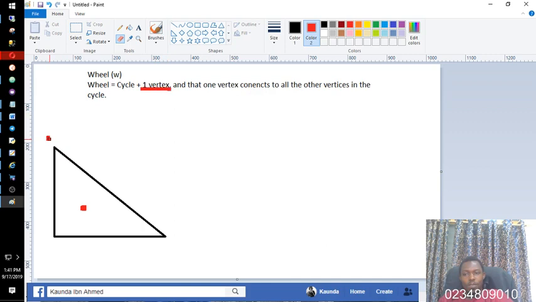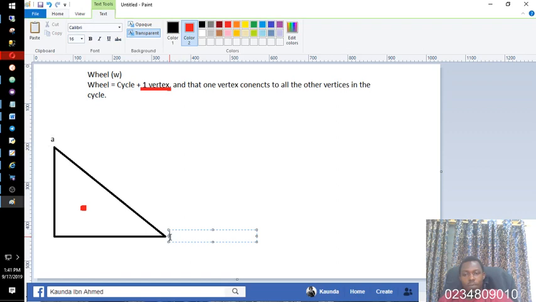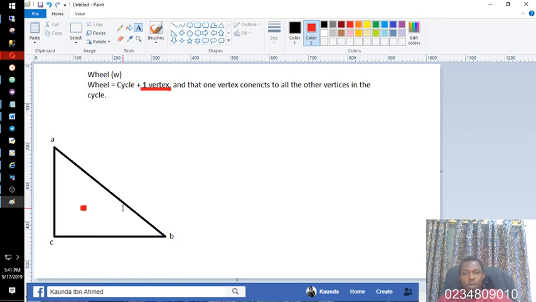So here we had a circle of A, B, and then C. And now we are introducing another point called D. And that particular one connects to all the other vertices. We are only following the English, so we are going to connect it to all the other vertices. That is a wheel. We are done.